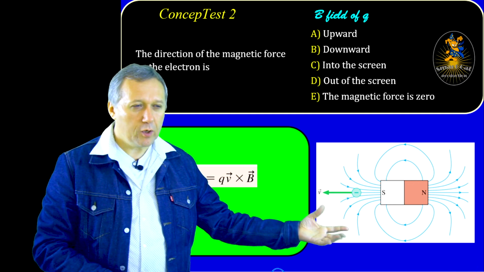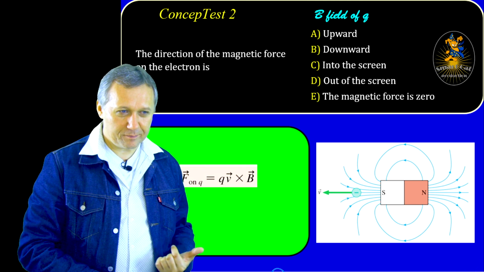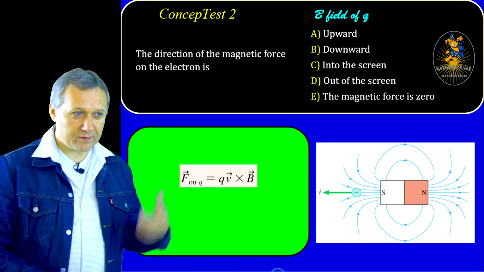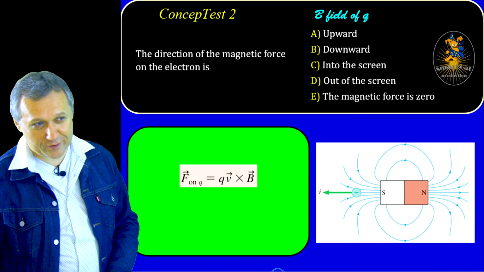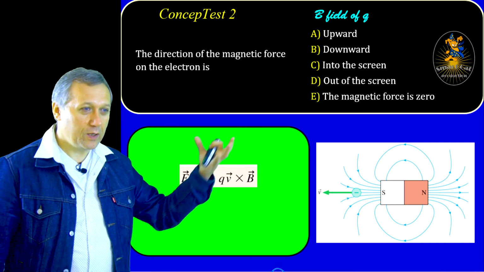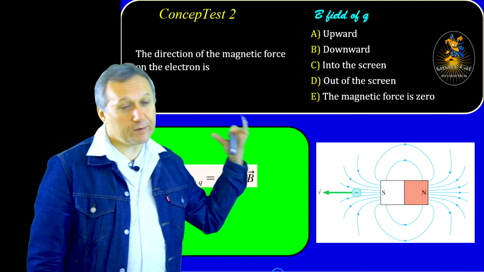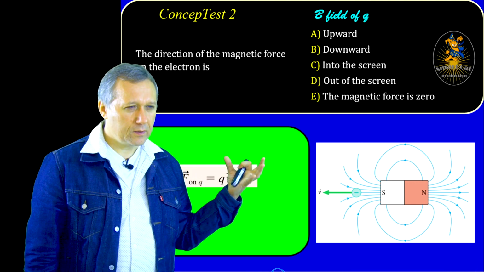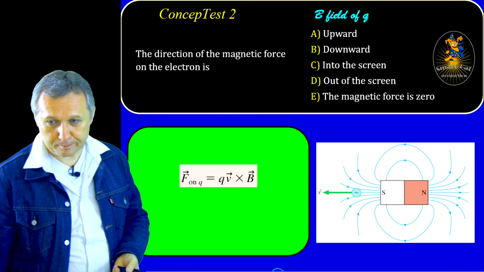Something similar, but now what if we have an electron flying that way? Again, the same question, basically, what can you say about the magnetic force in this situation? Or actually, it asks for direction of the magnetic force. But also there is an option of magnetic force is 0.